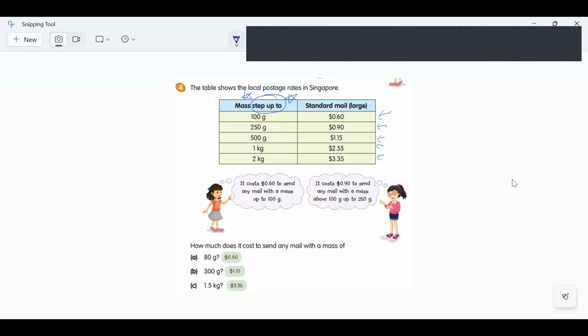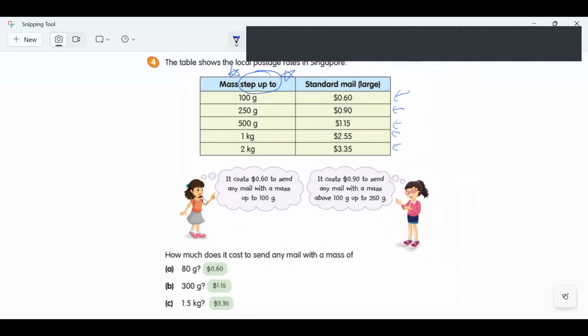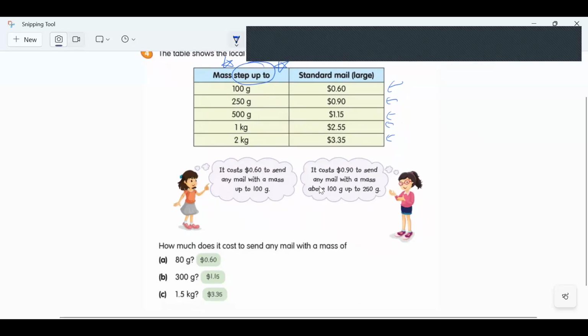So if you look at the textbook now, the two girls here say, the one on the left says it costs 60 cents to send an email with a mass of up to 100 grams. Whereas for a mass between 100 to 250, it will be 90 cents. So this is not a standard, uniform, constant rate. It changes with the size of the mass of the parcel that you are going to post. So why do you think this is important?